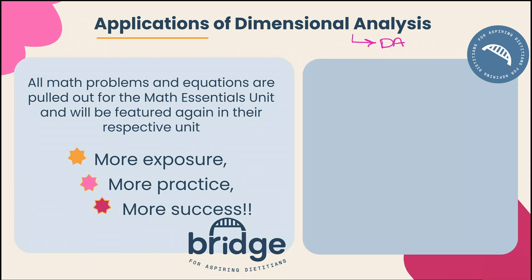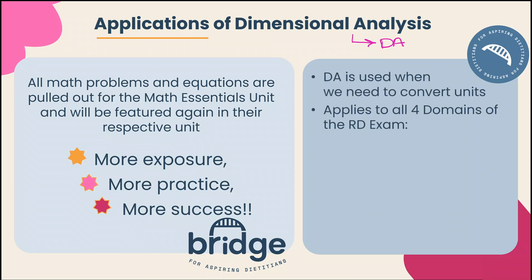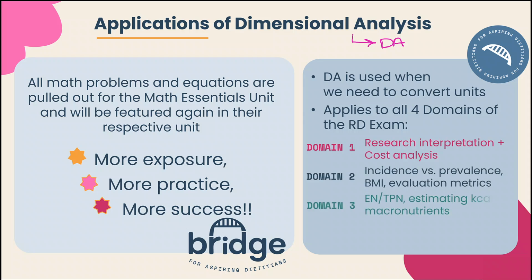As you get closer to taking your exam, you'll learn about how the RD exam is broken up into 4 domains. Each domain has a different weight on the RD exam, but all 4 domains rely on dimensional analysis. Domain 1 focuses on the fundamentals of dietetics practice. So you'll use DA when working with basic ratios like cost per unit and when interpreting research data in units.